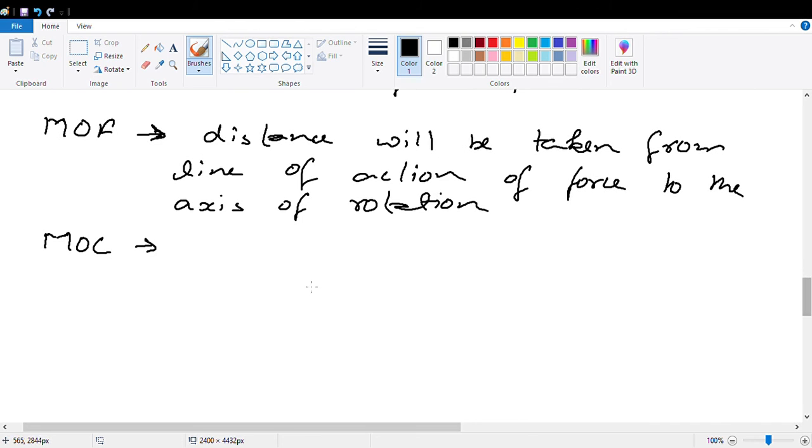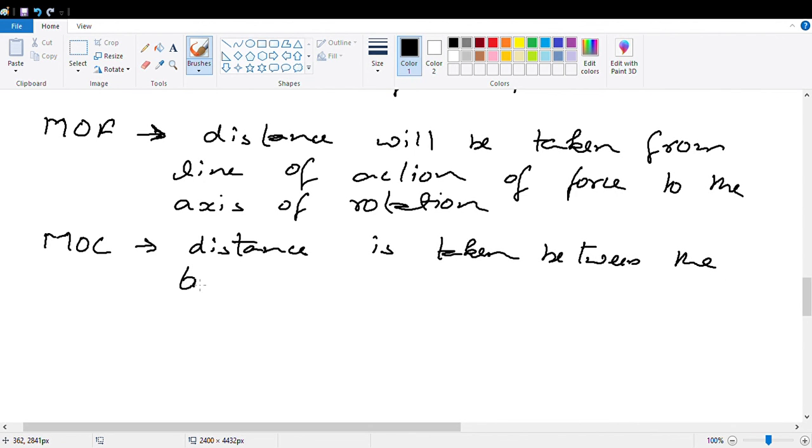Now here you can write that distance is taken between the two parallel and opposite forces. Now the second difference, this was your first difference.